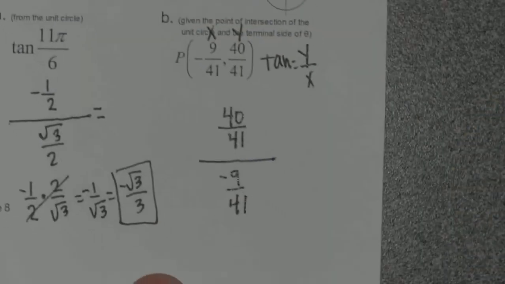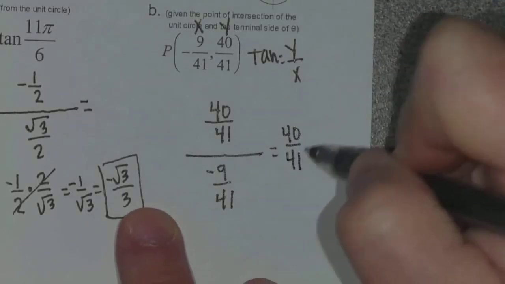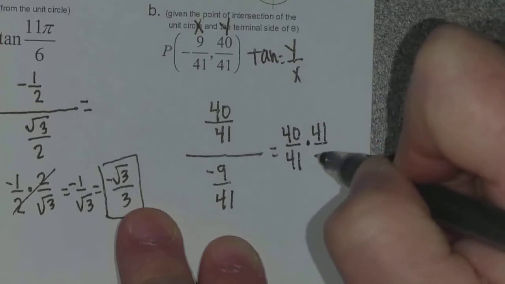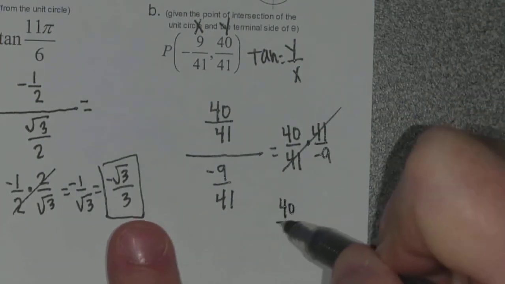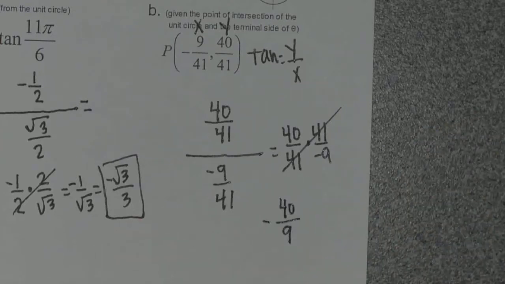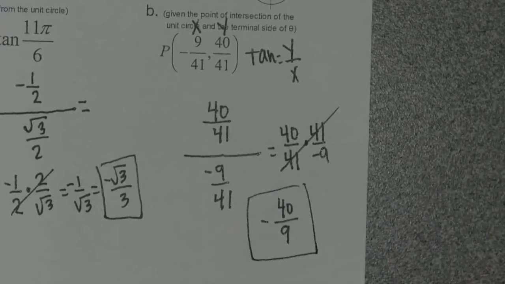You guys punch that in your calculator and do it. I'm going to do it by hand real fast. I'd have 40 over 41 times 41 over negative 9. The 41s cancel, and I'm left with 40 over negative 9. I like to leave it as an improper fraction. If it won't reduce, I'm going to just leave it that way. You could change it to a decimal number if you wanted to, but I would totally just leave it that way.